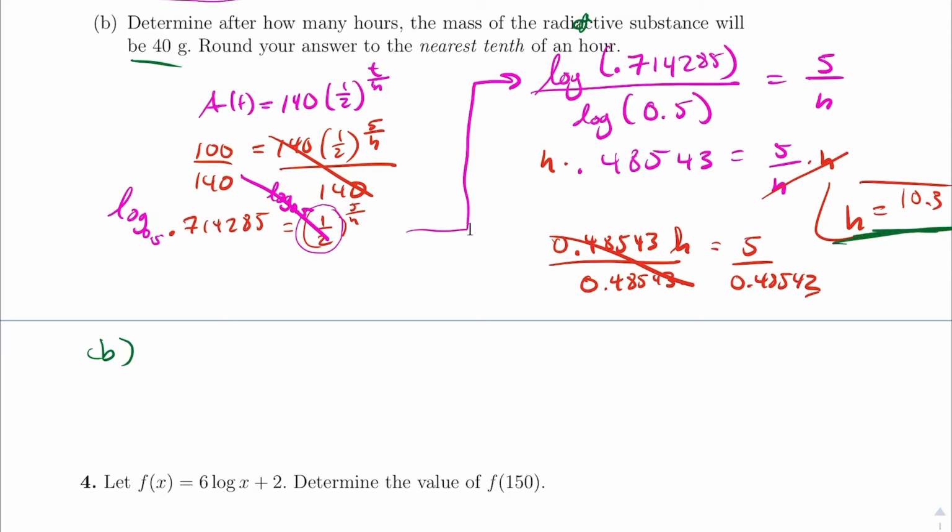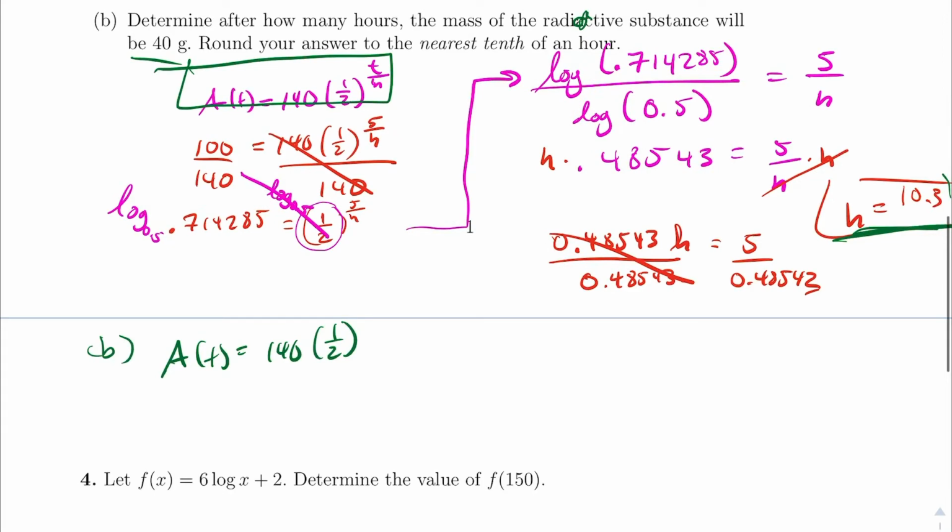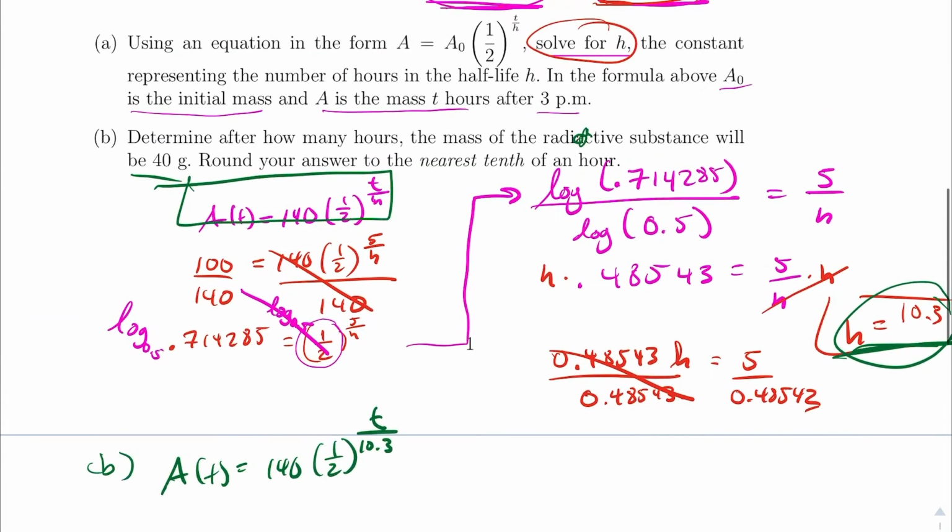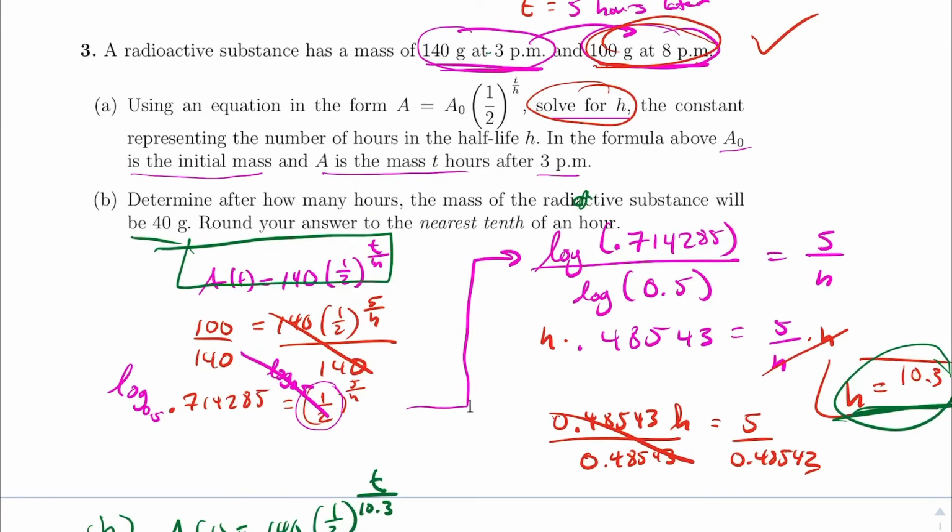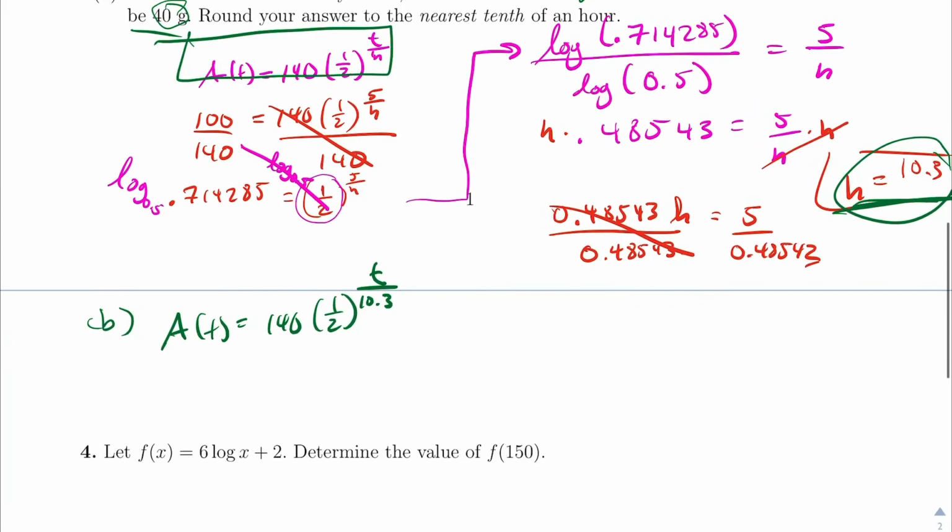So once we find the half-life, this is actually always the same. So we can go back to our original formula. A of t is equal to 140, and then it halves every 10.3 hours. Now t is unknown in this case because we don't want to know the t value from before. That was 5 hours. We want to know how long until it's 40 grams. So what we're going to do is plug in 40 for the amount here, and then we'll solve for t.